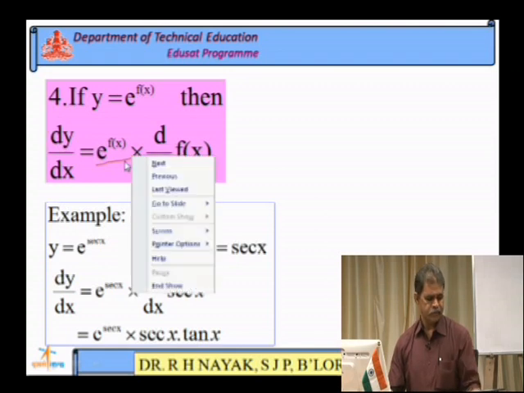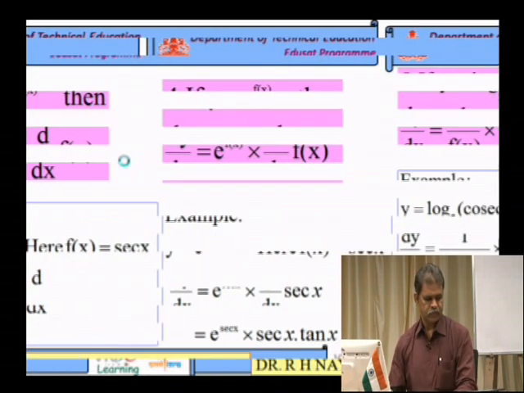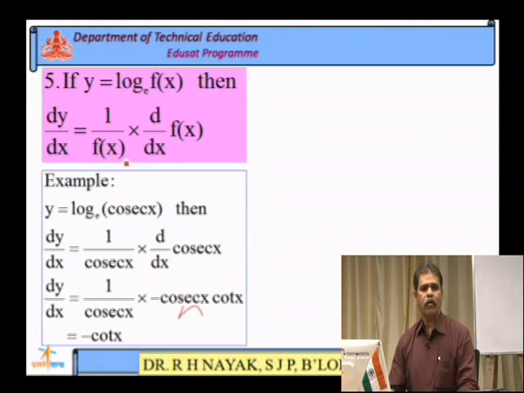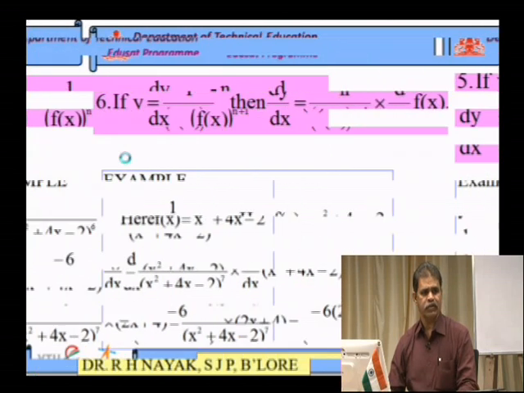Then log of function. You take log x. Differentiation of log x is what? 1 by x. Based on that, differentiation of log of function is 1 by function into d by dx of function. You see the highlighted part: differentiation of log function is 1 by function into d by dx of function.